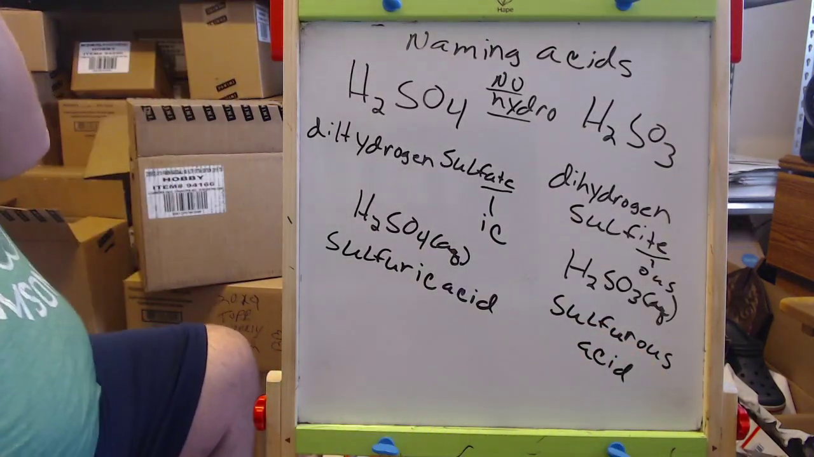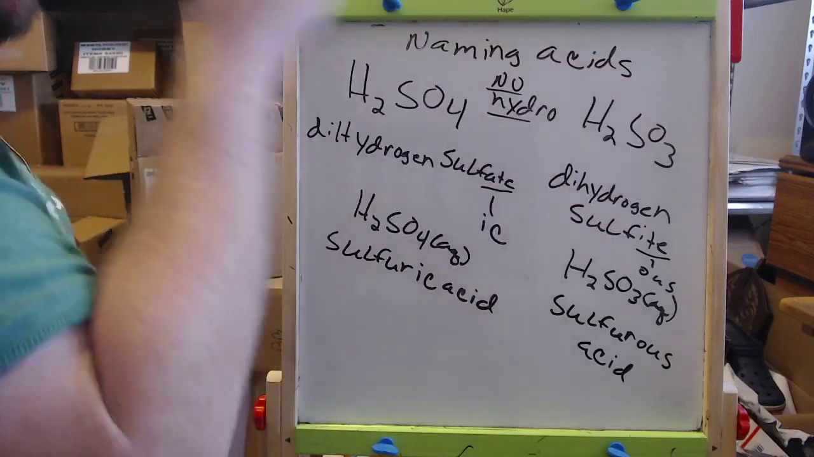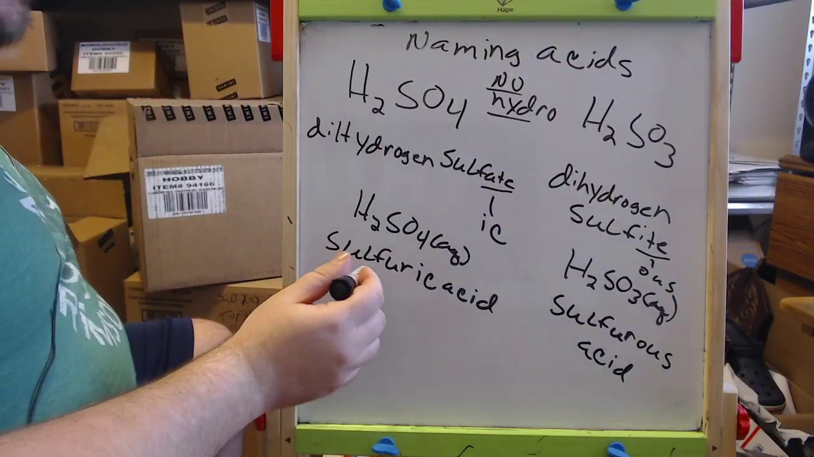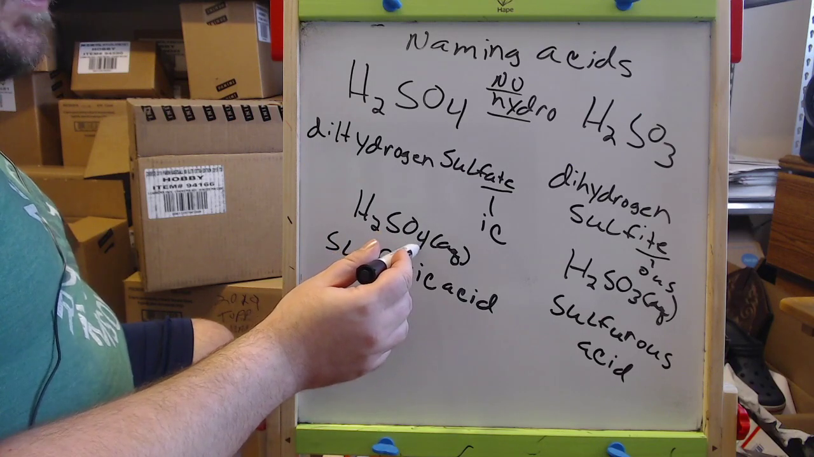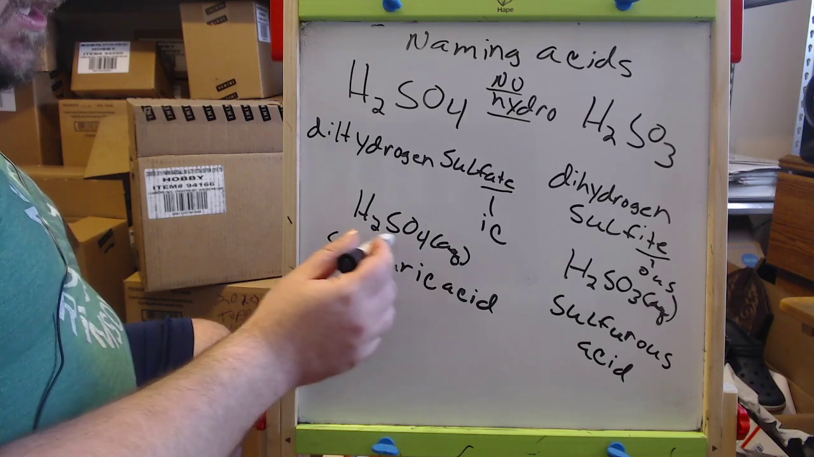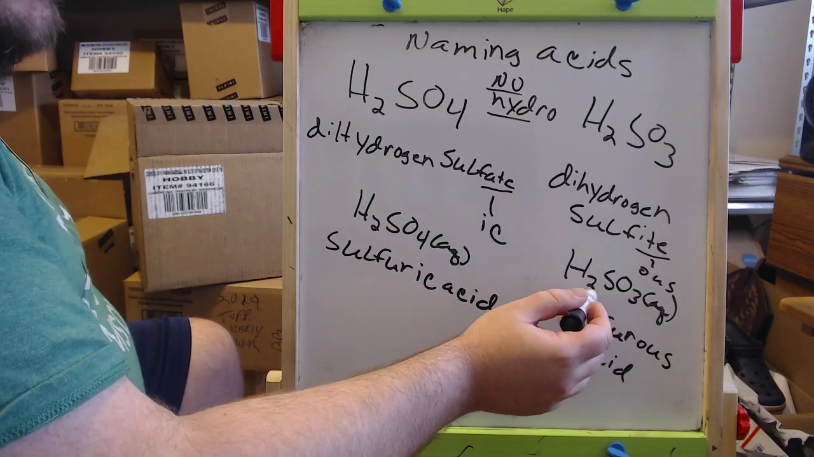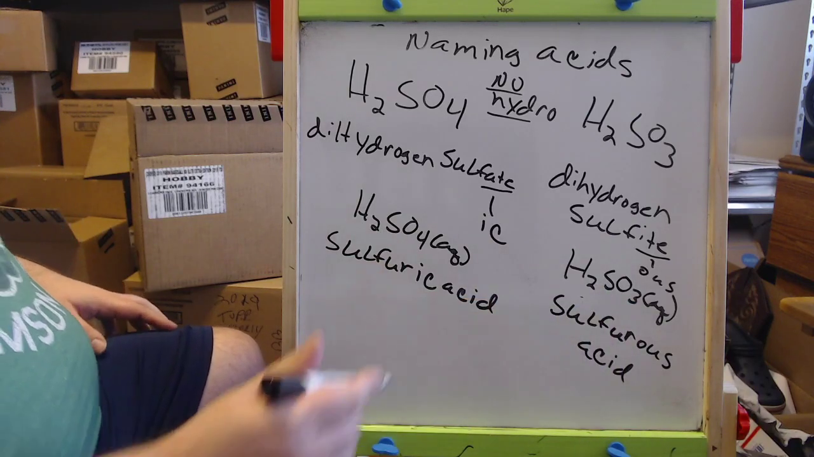So, in the last example, H2S, that was right here, that was hydrosulfuric acid, a weak acid. This is sulfuric acid, a strong acid that has a difference in 2. Sulfurous acid has a difference of 1.